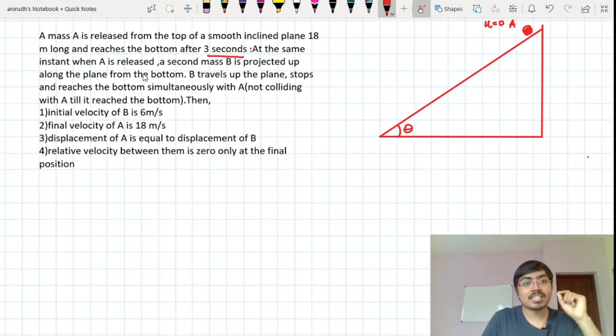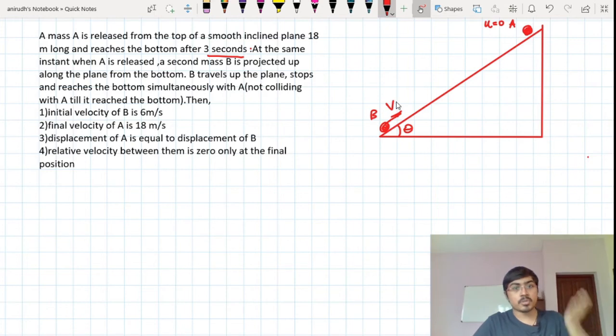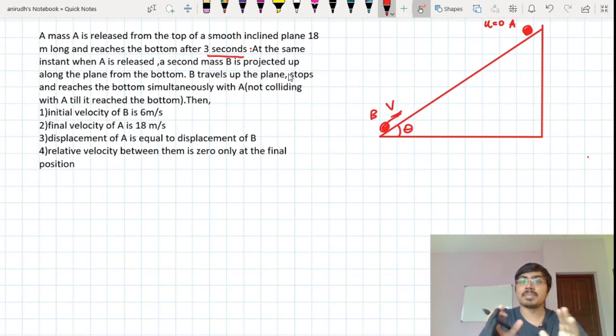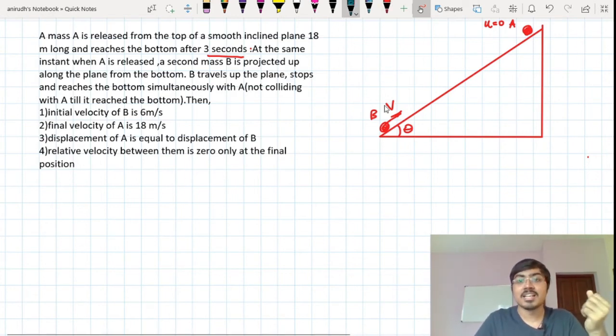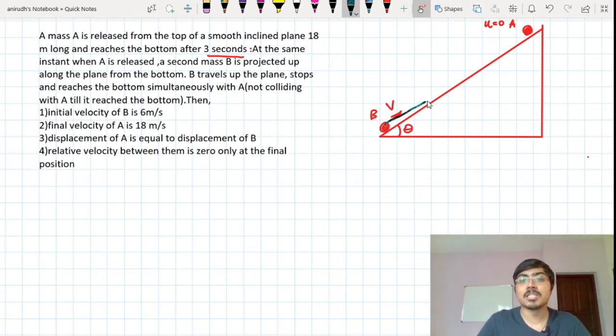At the same instant when A is released, a second mass B is projected up along the plane from the bottom. So here is my mass B, and this is projected with a velocity v. Let us suppose we don't know the velocity, so let's suppose it is v. With this velocity, a person is projecting it upwards along the plane. They have mentioned very clearly what is happening, not like the previous question. There they were asking us to analyze, but here they have said what is happening. It goes up the plane like this.